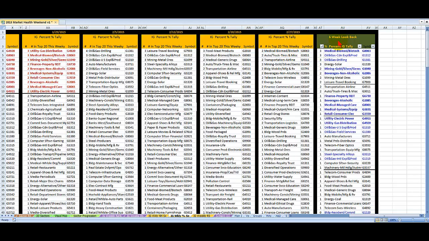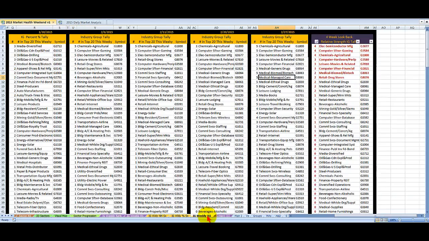I do the exact same thing for percent of weekly highs. I do the same thing for relative strength as well. I like to keep track of those things. New highs, percent change, and relative strength.